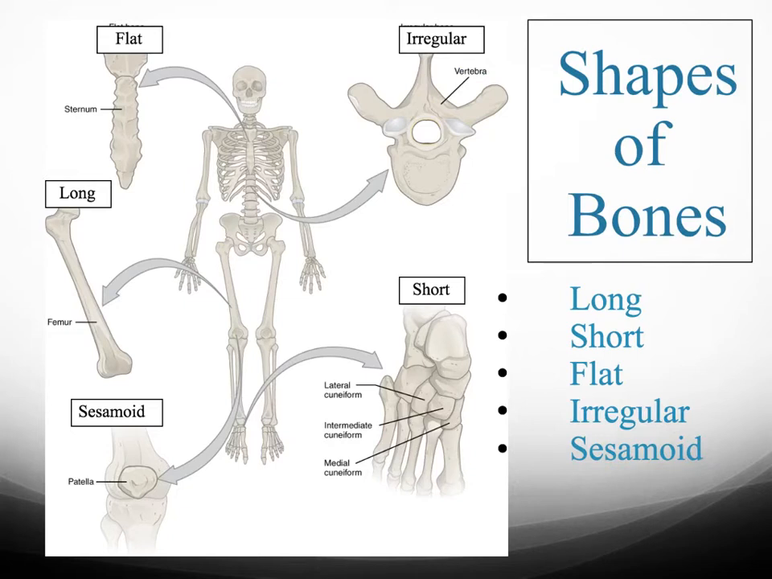Then your flat bones are thin, flat. They're kind of curved. The ribs, the sternum, and most bones of the skull are flat bones. Irregular bones do not fit any of these other categories. And they include your vertebrae and your hip bones.